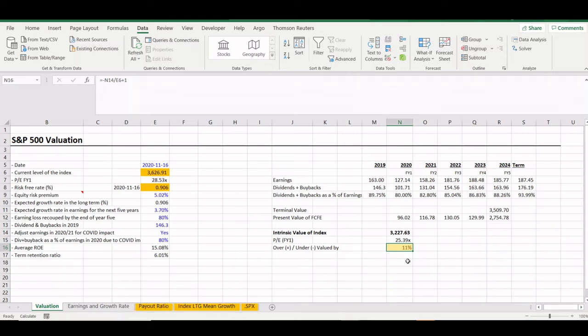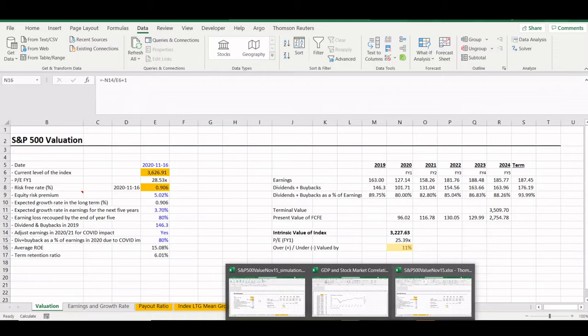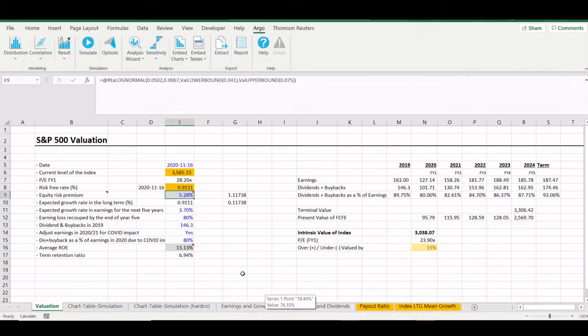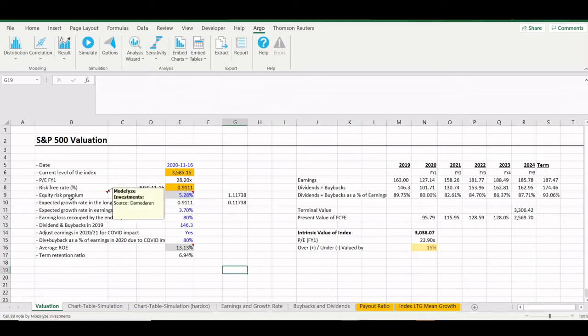Now, when we're doing this valuation, this is a point estimate. Another way to look at this valuation is to look at a simulation of the results. So we can give a distribution to the inputs. And in this case, the inputs that we have chosen are equity risk premium as well as the return on equity. And we provided a distribution.